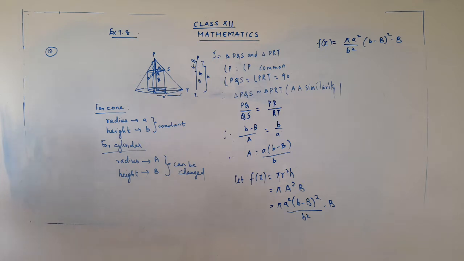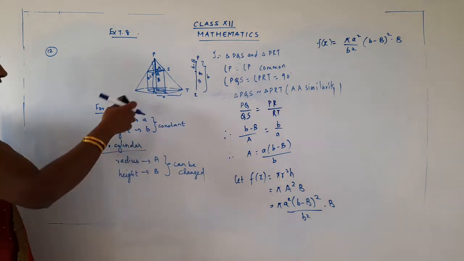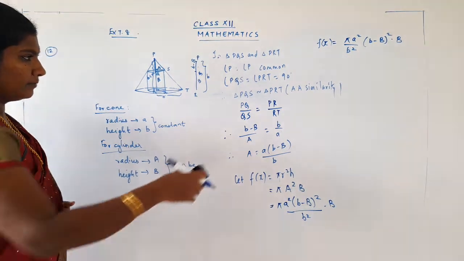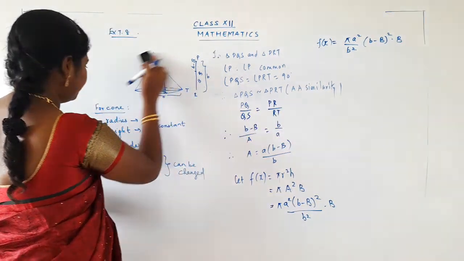Now what is the next step? Yes, we have to find f dash x. After finding f dash x, we have to equate it to 0. Let's do the step. I'll continue the step over here because it will be very late.